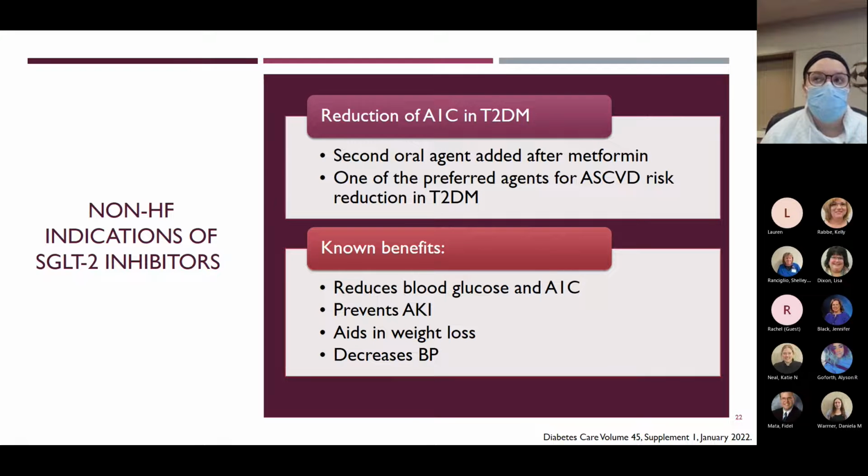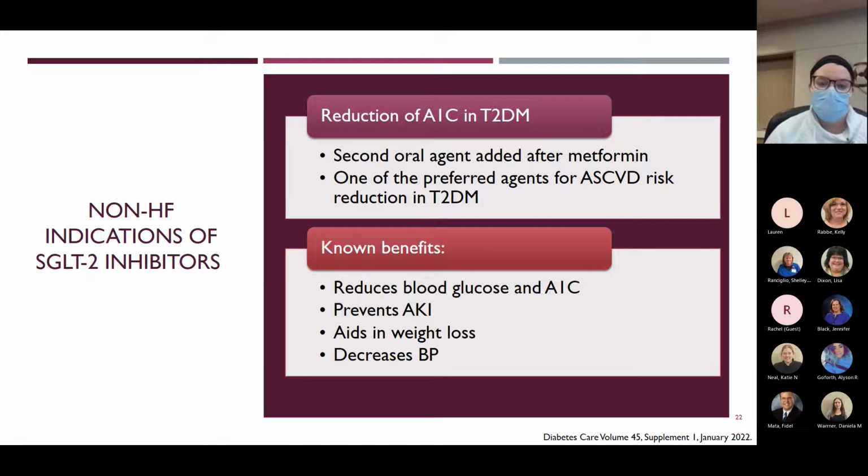So like I mentioned, SGLT2s were not originally created to be heart failure medications. They were first created to be medications to treat type 2 diabetes. So they do have a reduction of A1C. Per the diabetes guidelines, they are the second oral agent recommended to be added after metformin. And they're one of the preferred agents by those guidelines for patients that have ASCVD risk factors.